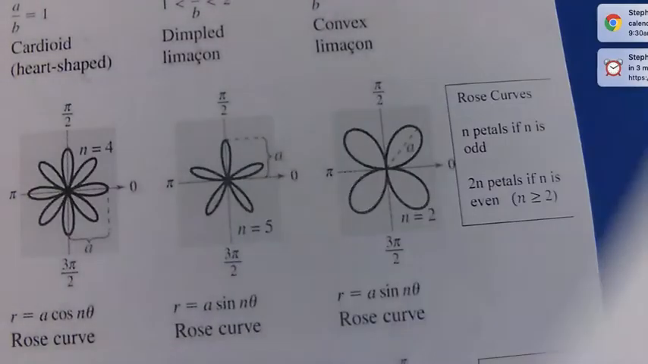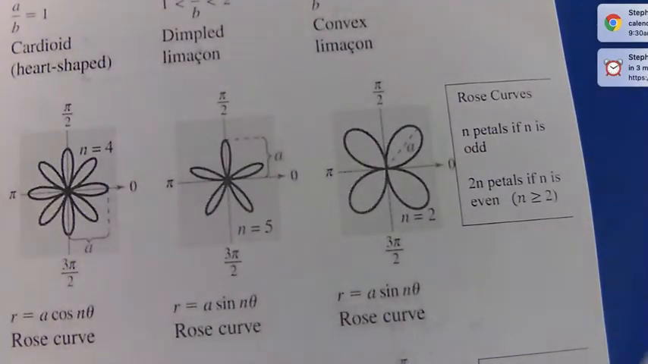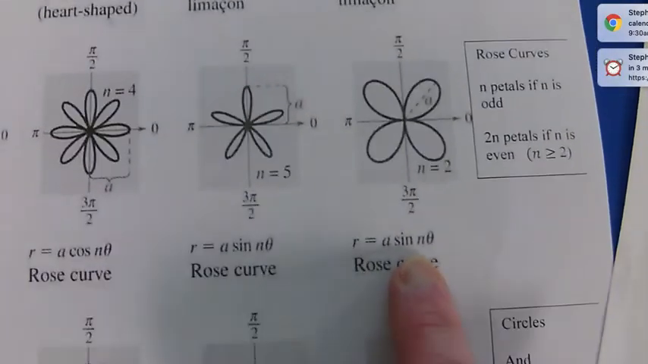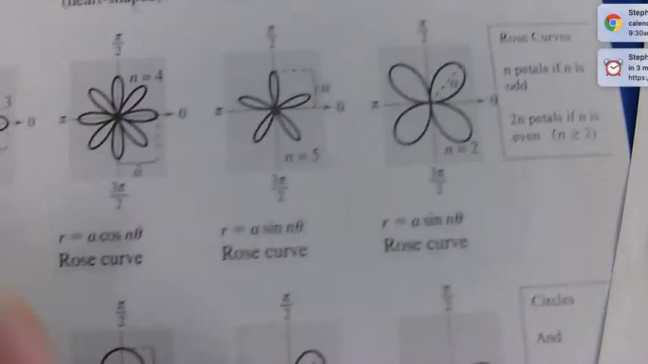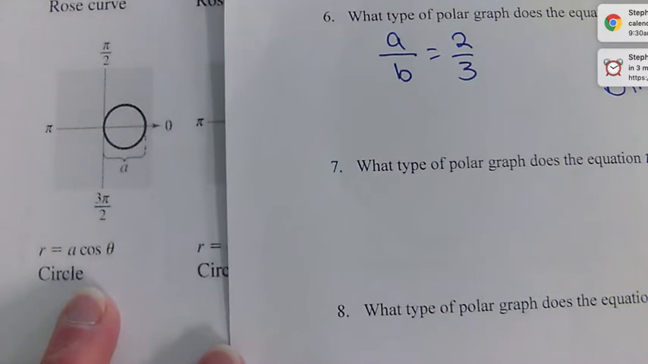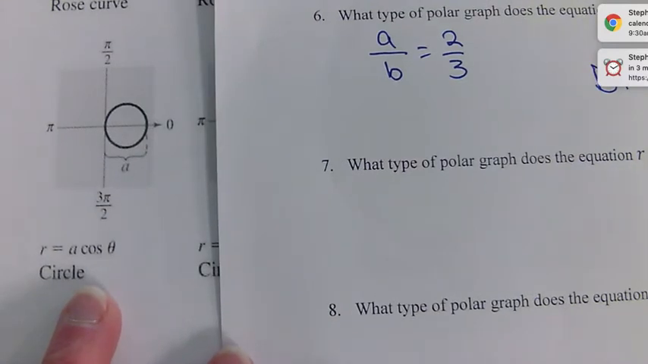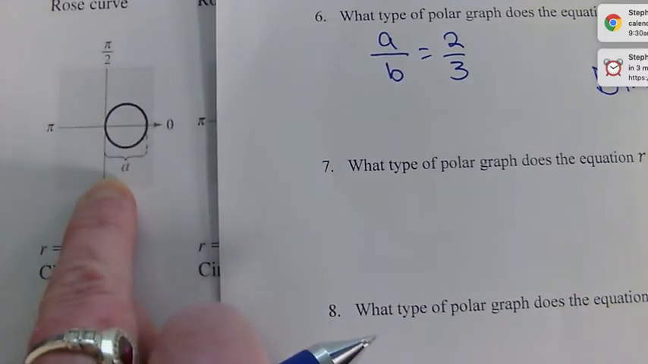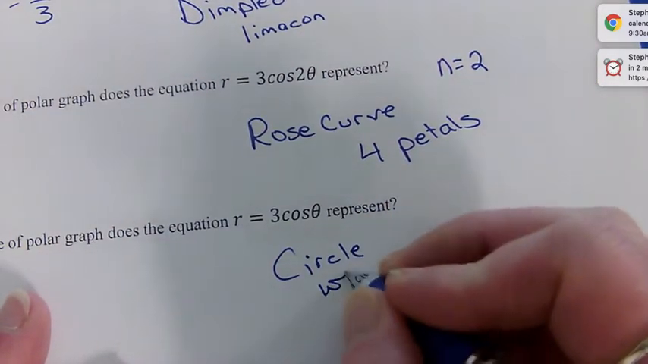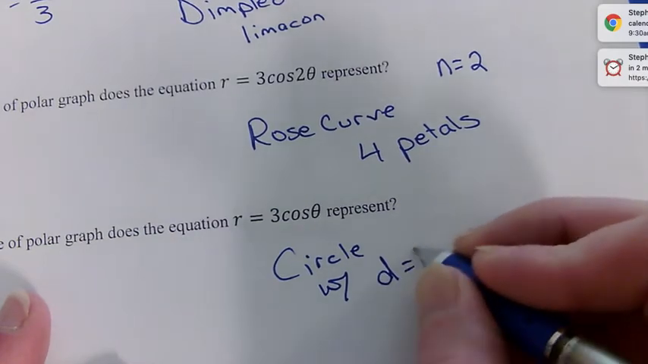R equals 3 cosine theta. Okay, so it's not a plus or minus thing. There's nothing times theta, so it's not over here. Oh, there it is. This is a circle with a diameter of A. So this is a circle with diameter of 3.